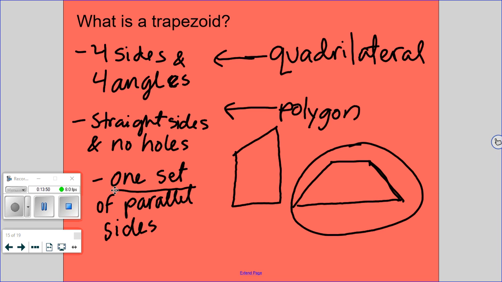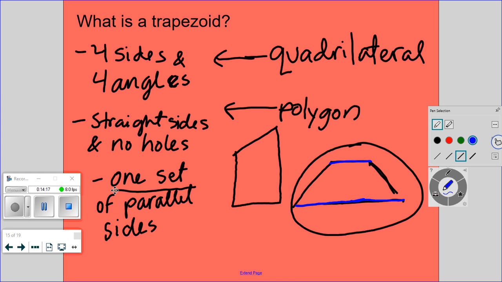Lily Marie, can you find them? Yep, but can you find my parallel sides? Very good. If I look at my top and my bottom, even though they're not the same length, if I imagine them going on forever and ever, they are never, ever going to touch. They look like this.